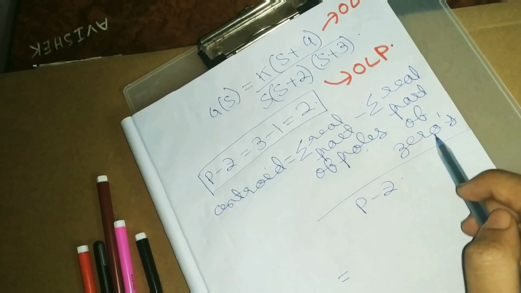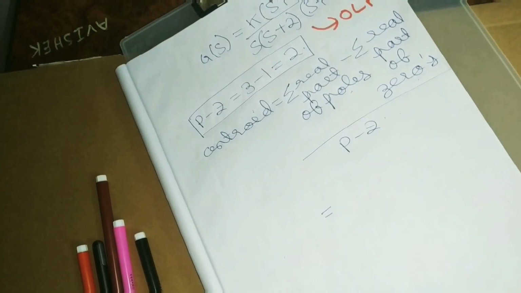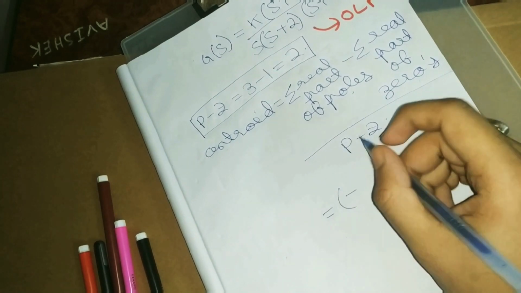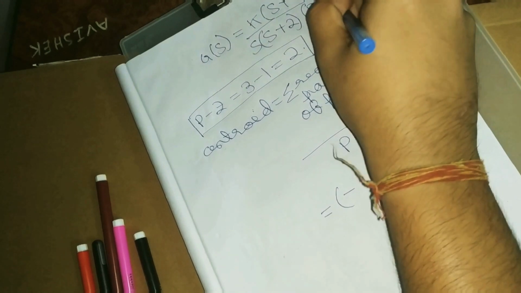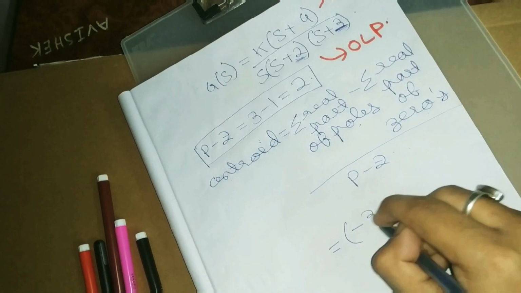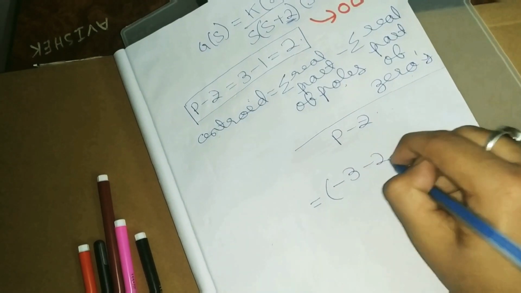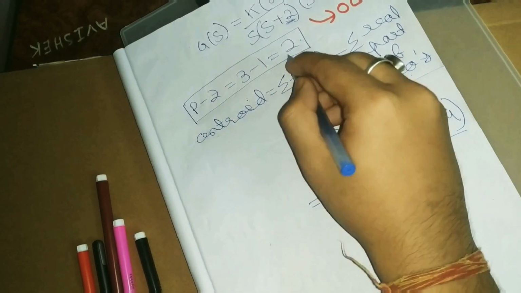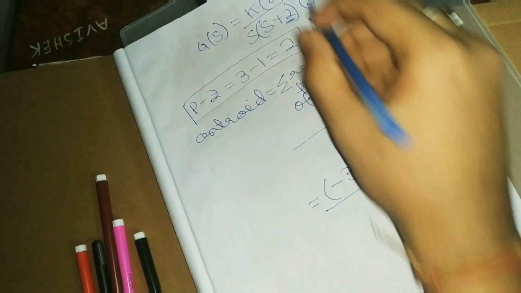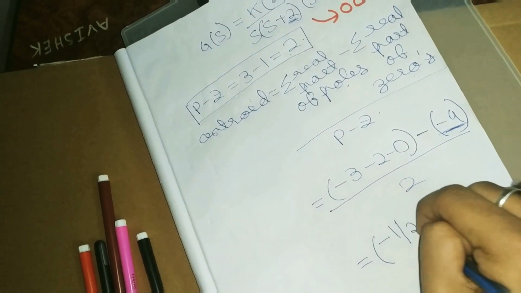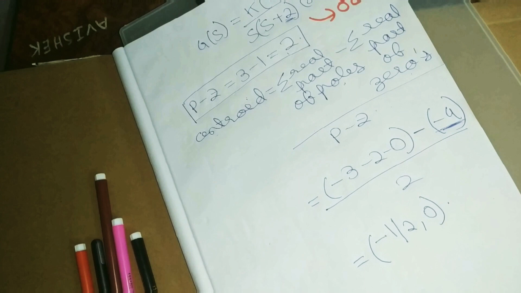So the centroid is the real part of the poles minus the real part of the zeros, divided by p minus z. Take the real parts of the poles: minus 3, minus 2 and 0. That is minus 3, minus 2 and 0, minus the zero, which is minus 4, divided by p minus z, which is 2. So it will become minus half comma 0. In this way you have to calculate the centroid.